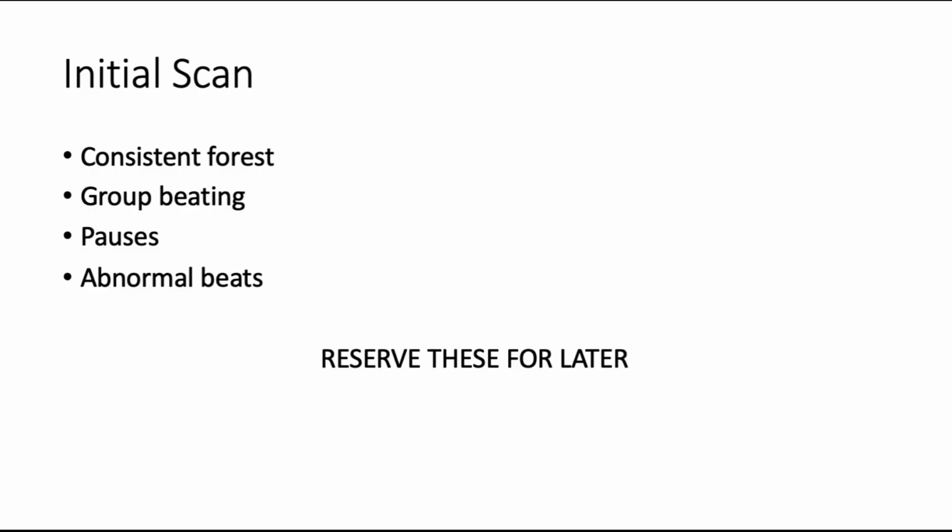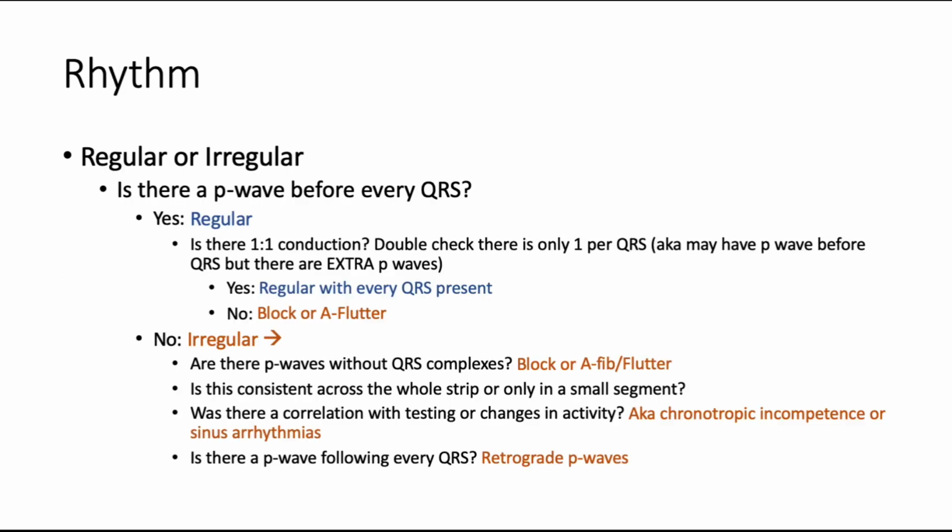So starting at the beginning, you're going to look through an initial scan. You're going to say, is this EKG relatively consistent across the whole thing? The reason is because if you find things like grouped beating, pauses, or abnormal beats, you're going to want to reserve those for the end until you have determined all of the other steps of the EKG so that you can make sure you look through every single portion.